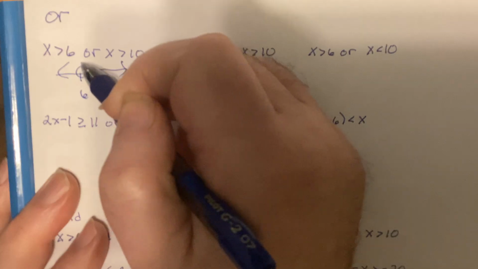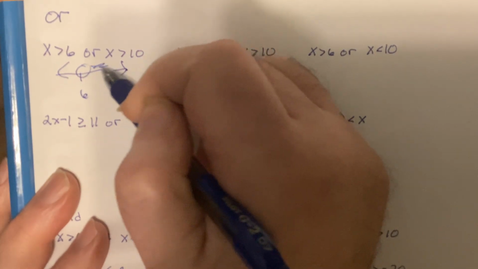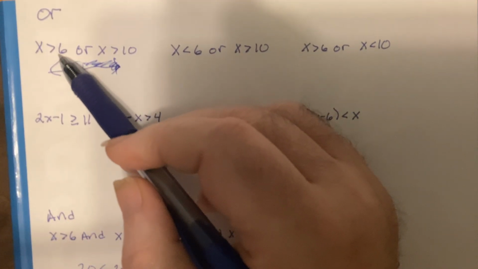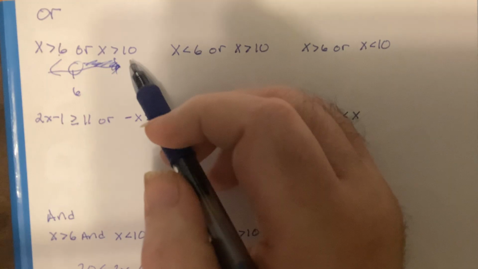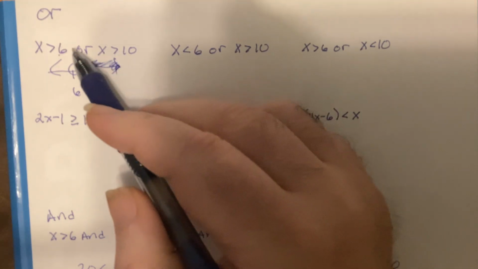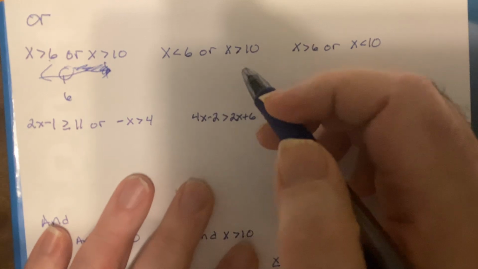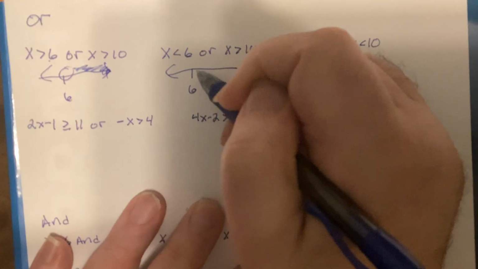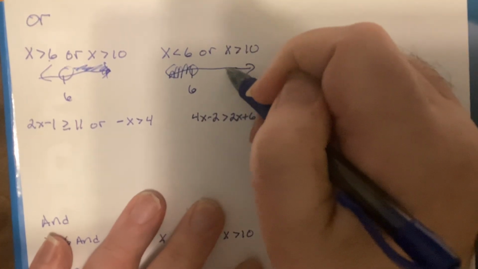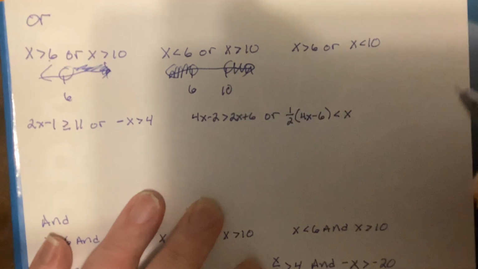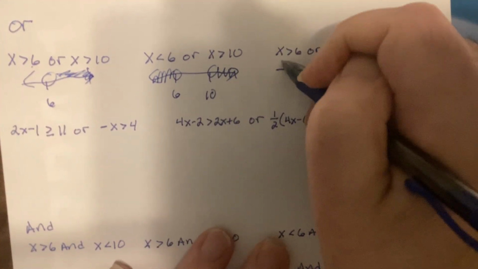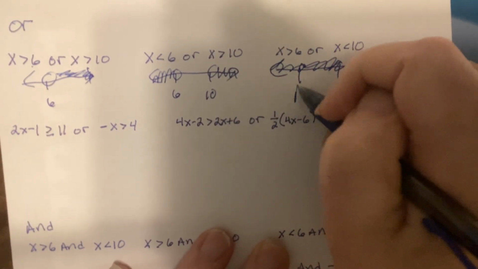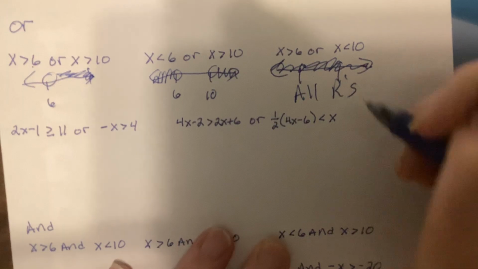So 6 open dot because there's no equals, and this way, the longer one. Because anything bigger than 10 is automatically bigger than 6. Here, opposite direction, no overlappage, so you have 6 going this way, 10 going this way. And this one, you have 6 going this way, but you have 10 going this way, so it's all reals.